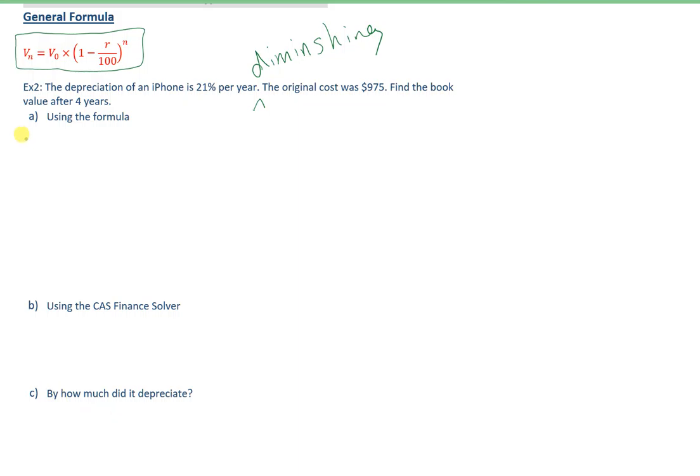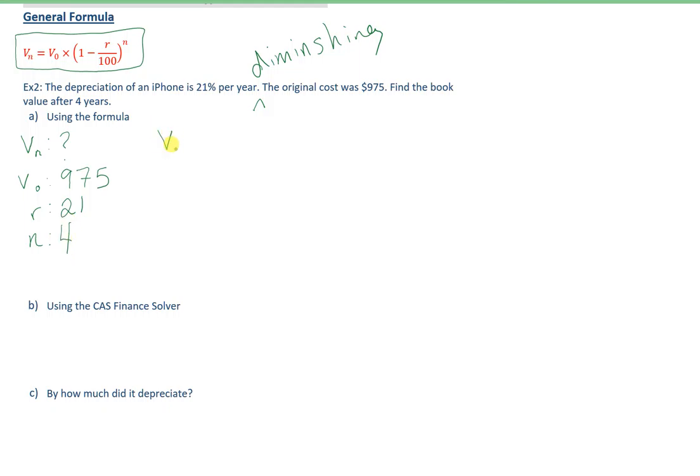Again, I'm a really big fan, whenever you're using a formula, of writing out what the variables are and which ones you have. So Vn, that's the value in the future. That's what I'm looking for, so we don't know that. The initial value, V0, was 975. The R is 21%, so that's just going to be 21. And again, it's per year. Depreciation is reevaluated yearly, so we are just looking yearly. We don't have to divide by 12 or anything like that. And I'm looking for after 4 years. That's going to be my N.